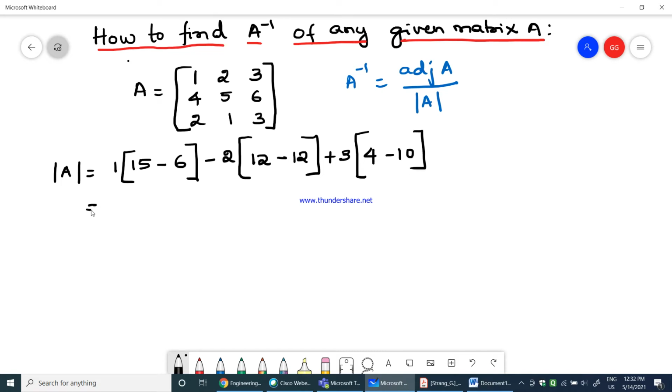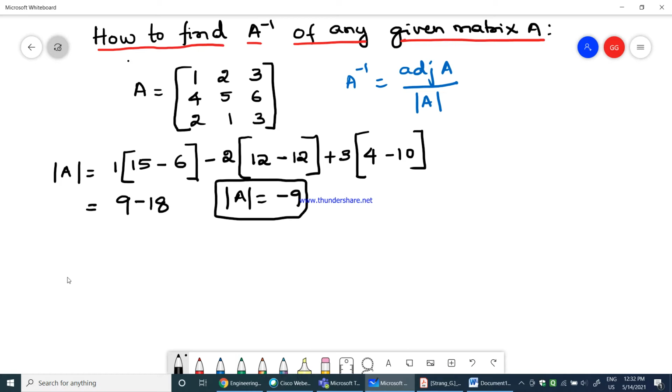So this will be equal to 15 minus 6 is 9, 12 minus 12 is 0, so 0 into 2 is 0, plus 3 into 4 minus 10, so 4 minus 10 is minus 6 into 3, which is minus 18. So 9 minus 18, so the determinant of A will be equal to minus 9. This is the value of the determinant of this particular matrix.